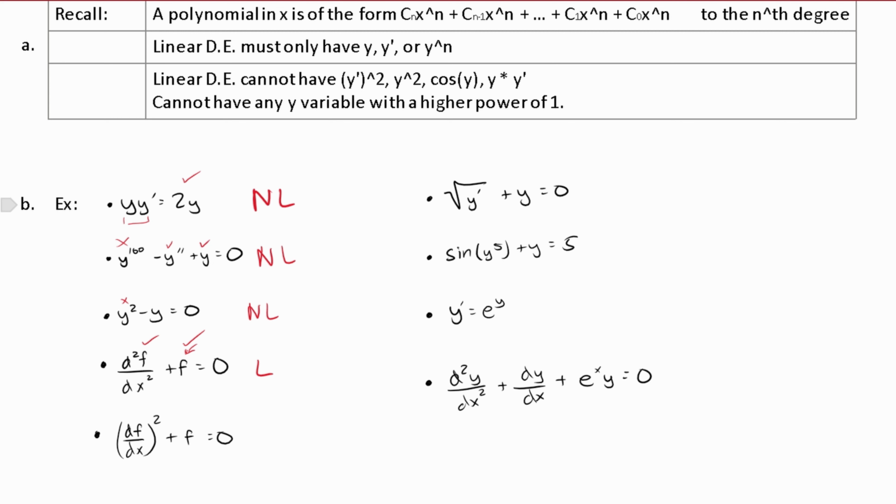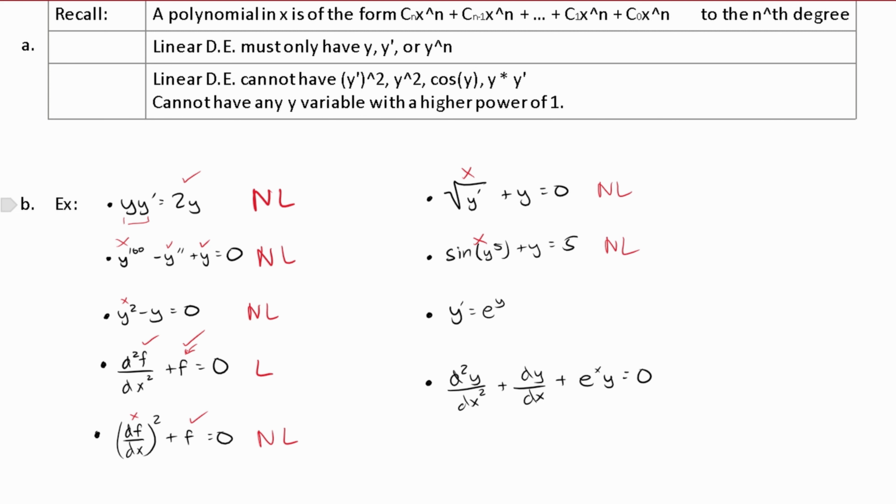What about this one? Well, f right here is okay. However, f in this one is inside of an exponent. So that would make it nonlinear. Now we have y inside of a square root. Remember, y, or y prime, or even y itself can't be inside of something like this. So this one is nonlinear because of this. Now, if we look at the next one, the dependent variable y is inside of a sine, it's inside of something. We don't like that, so it is nonlinear.